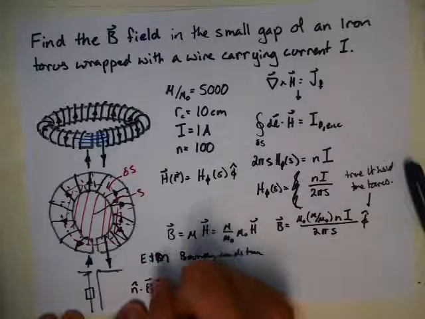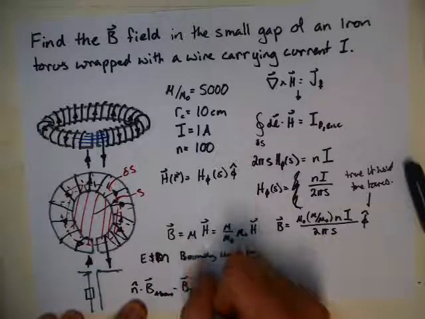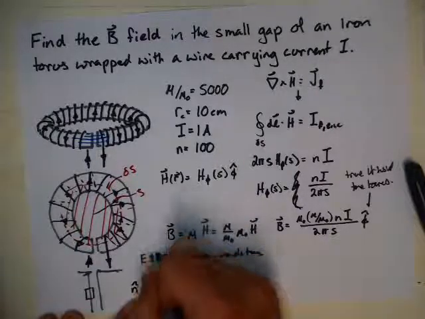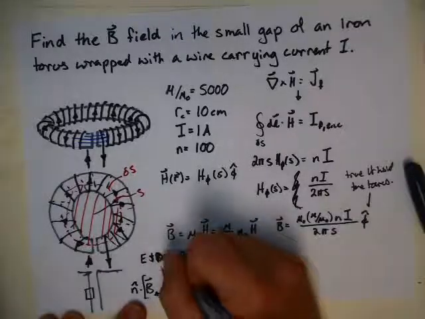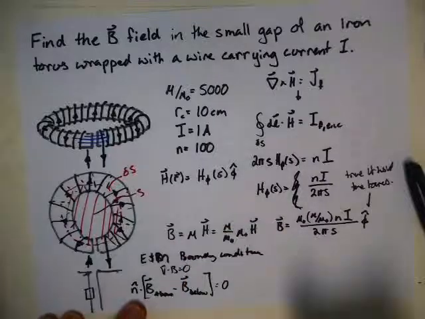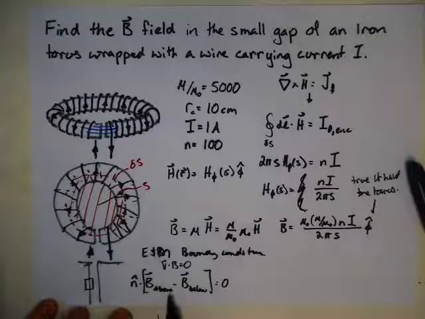n hat dot B above minus B below must equal 0. This was a consequence of the del dot B equals 0 Maxwell equation. And so this is what we call the electromagnetic boundary conditions. So that's that right there.